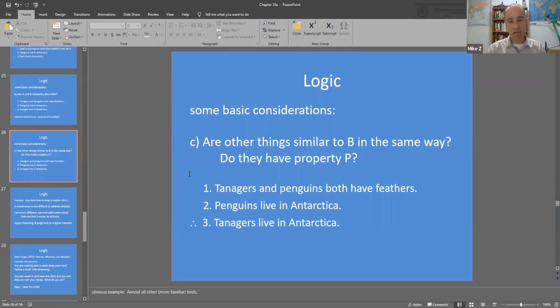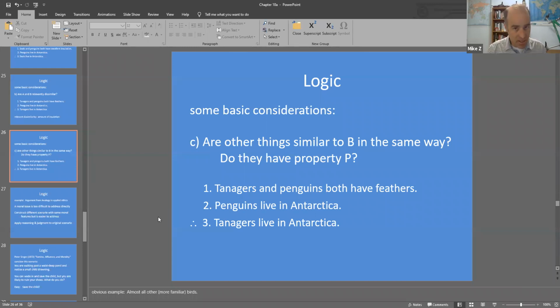So tanagers and penguins are analogous because they both have feathers, but there are other things that are analogous in the same way, other things that also have feathers, but they do not have property P. Imagine you didn't know what tanagers were, and you weren't sure whether this person is trying to fool you by giving you this argument. Well, what are all the other things that you know of that have feathers that are relevant to penguins in the same way?